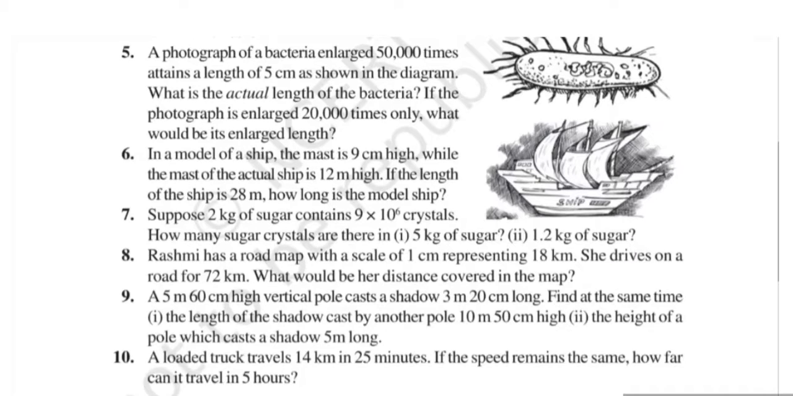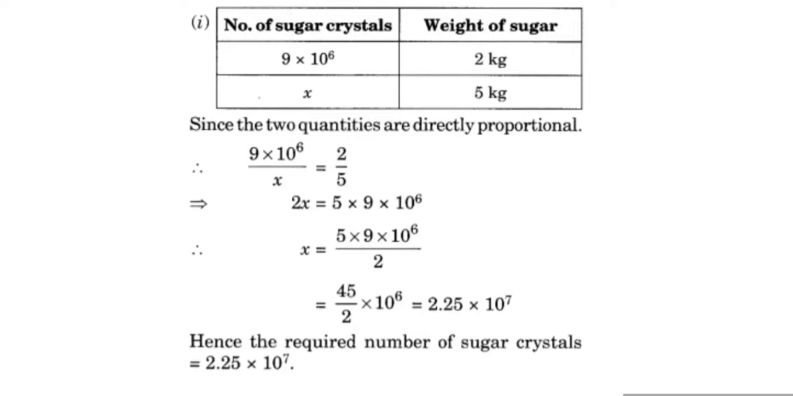Suppose 2 kg of sugar contains 9 into 10 raised to the power 6 crystals. How many sugar crystals are there in 5 kg of sugar and 1.2 kg of sugar? Let's see the solution. So number of sugar crystals given 9 into 10 raised to the power 6. So weight is what? 2 kg. And now we don't know how many sugar crystals, so we can suppose it is X, and weight is given 5 kg.